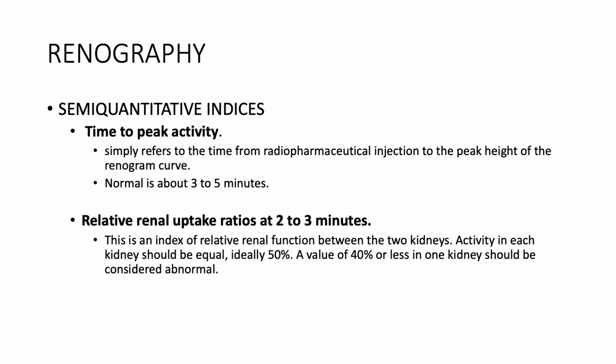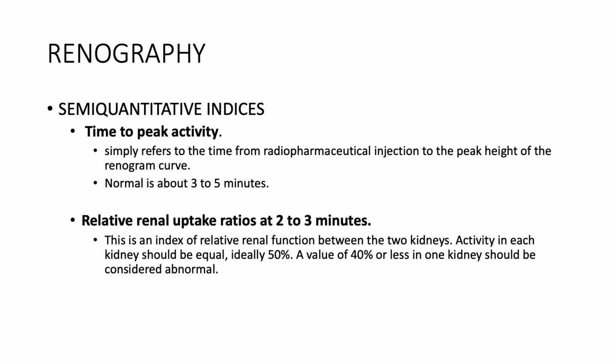There are several semi-quantitative indices that may be derived from the curve. Now, as renal function deteriorates, delayed transit of the radiopharmaceutical in the kidney results in an abnormal renogram curve, which can be quantitated by using these indices. First is the time to peak activity. It is simply referred to the time from radiopharmaceutical injection to the peak height of the renogram curve. Normally, it's about 3 to 5 minutes.